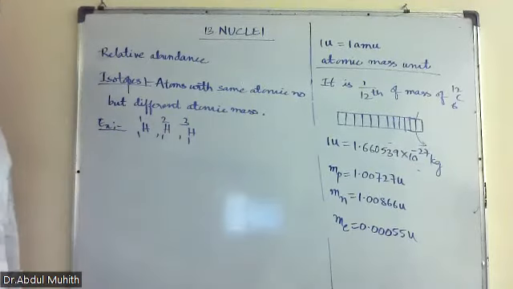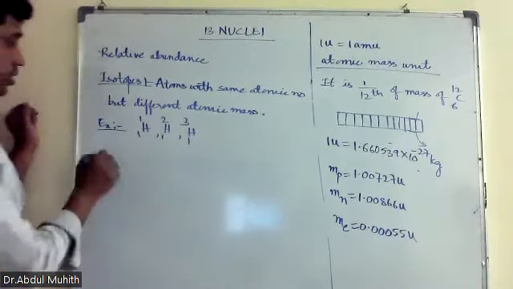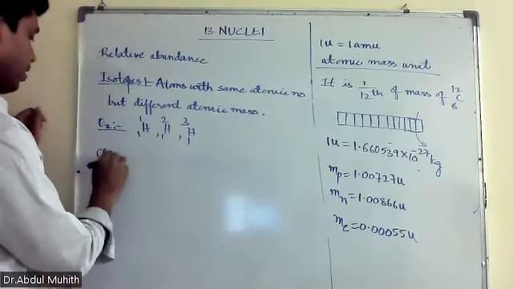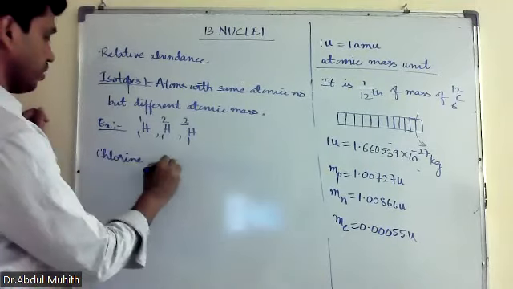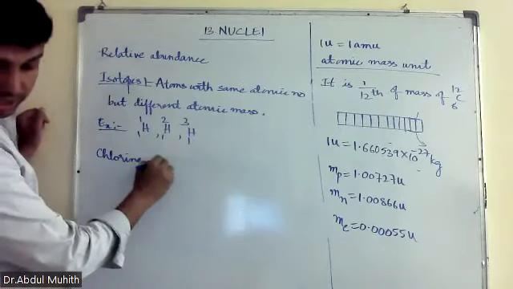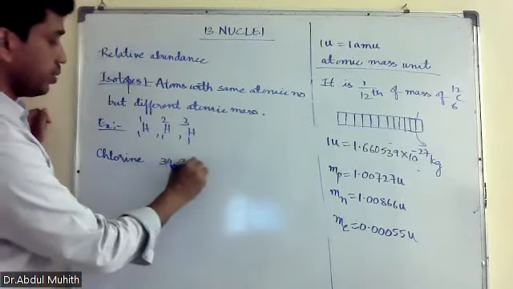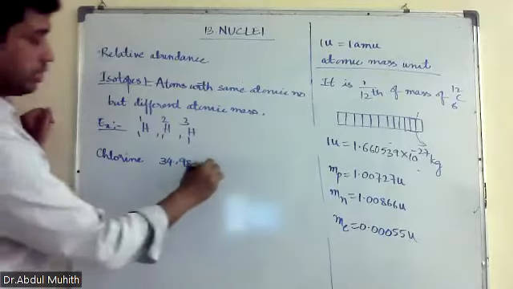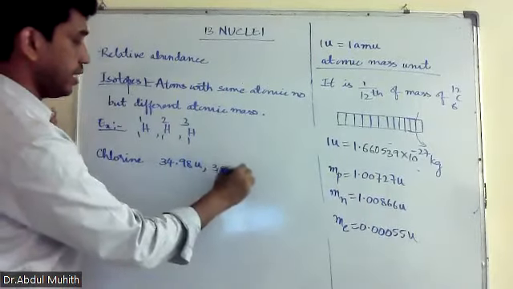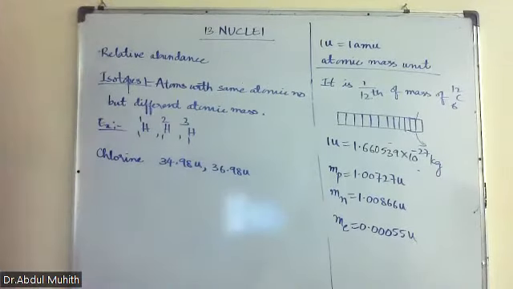Now, we have chlorine, for example, which has two isotopes. What are they? One is 34.98 U, and the second isotope is 36.98 U. These are the two isotopes.